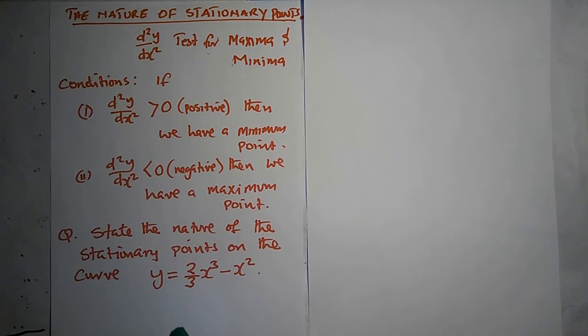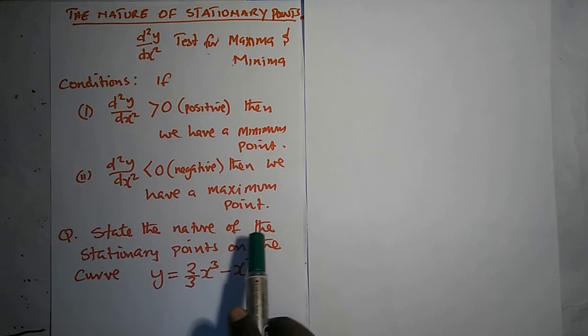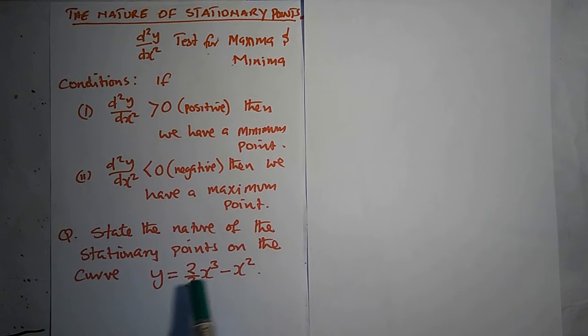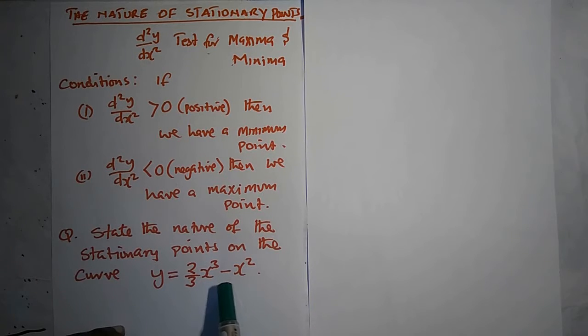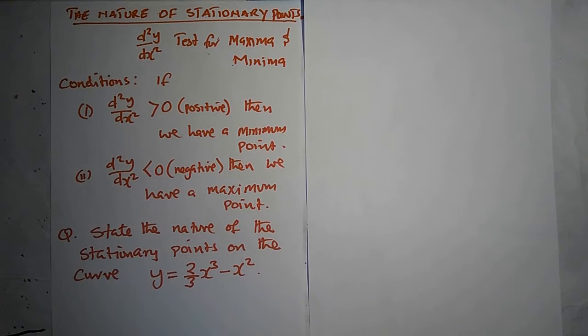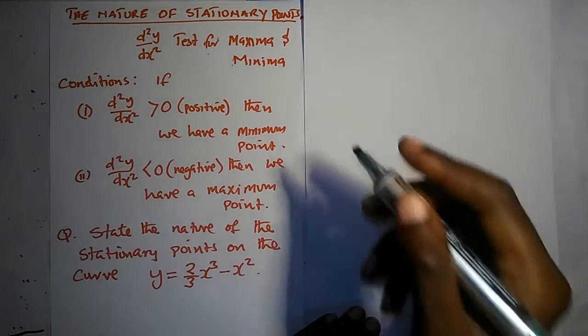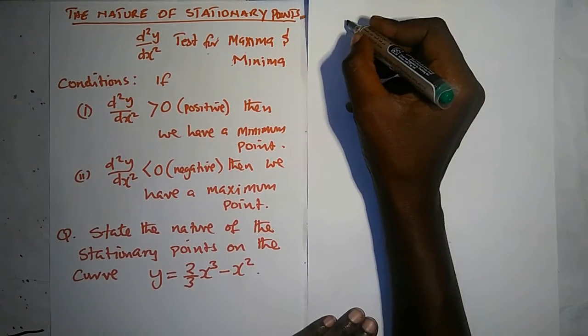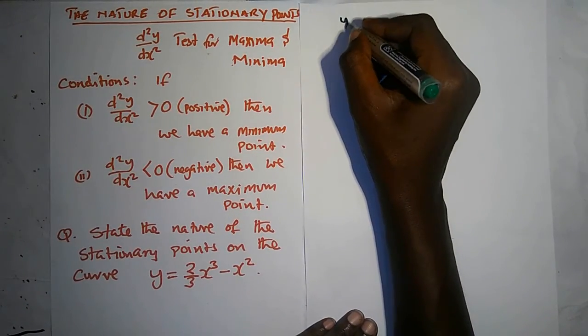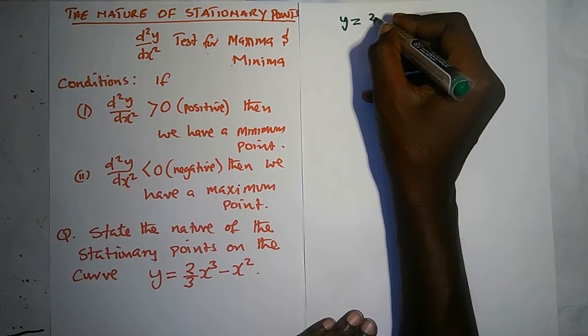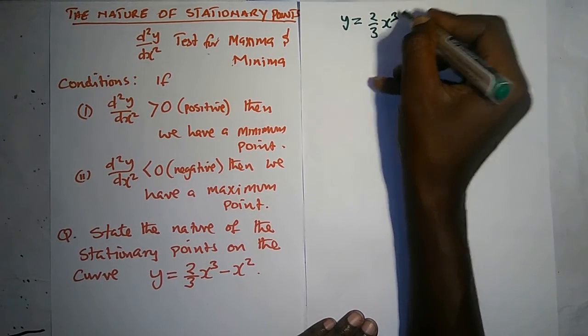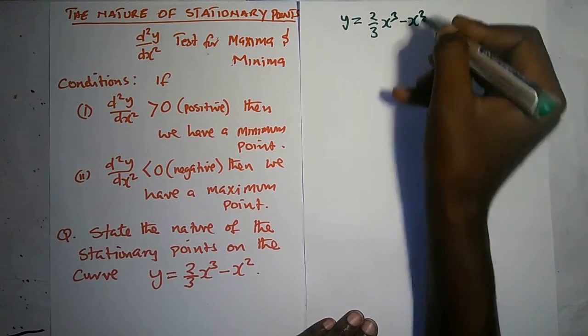So here's a question that we have. State the nature of the stationary points on this curve: y is equal to 2 over 3 x cubed minus x squared. The first step is to write the equation. You have y is equal to 2 over 3 x cubed minus x squared.